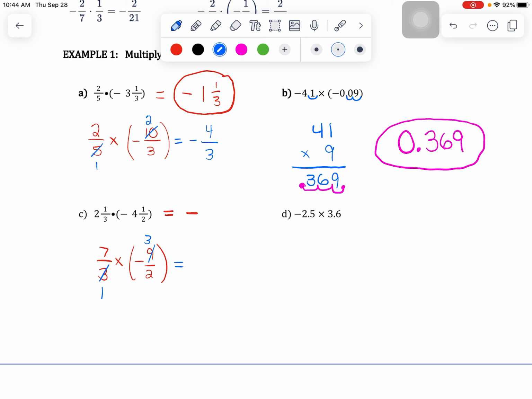So when I multiply 7 times 3, I get 21. 1 times 2, I get 2. And we said our answer was negative. So we get -21/2, or -10.5. I should write it as a fraction because we are in fraction form. So negative 10 and a half.